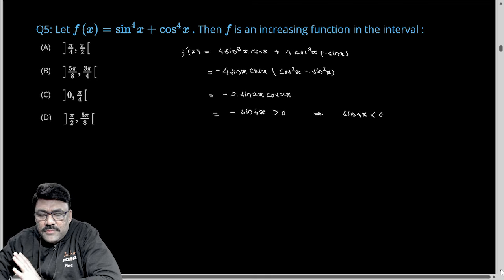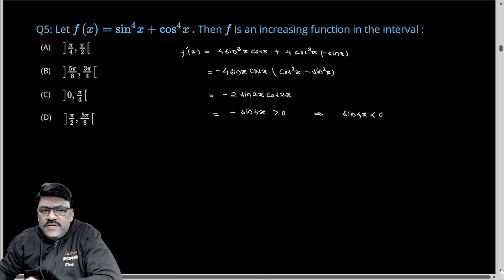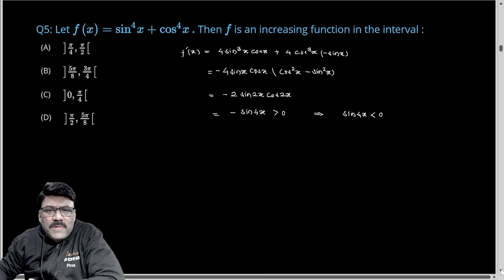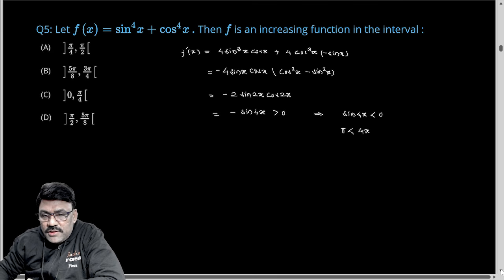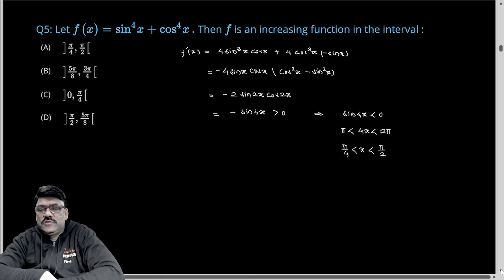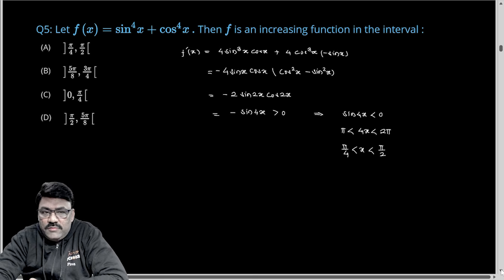Just check the option. Or if I take the interval, sine 4x will be negative between minus pi and 0, or you can say between pi and 2 pi, all intervals are positive. So obviously sine 4x will be negative if I take 4x between pi and 2 pi. So pi by 4 less than x less than pi by 2. So this is the interval in which your function is increasing, means first option is the correct option here.